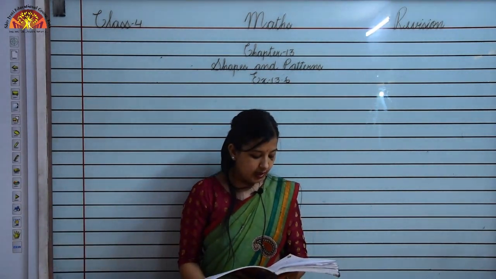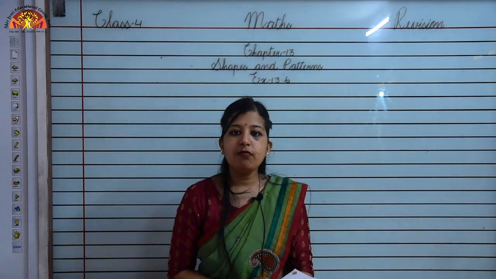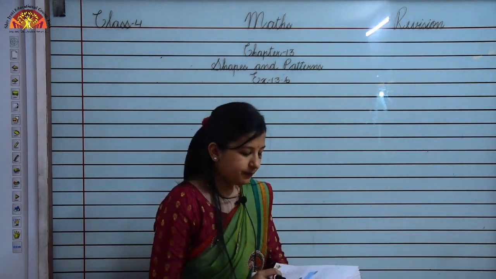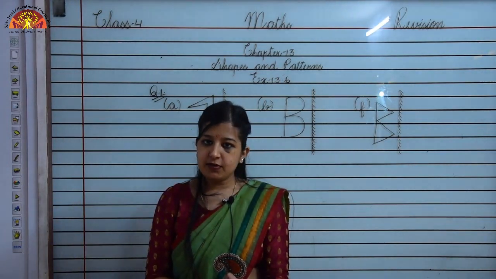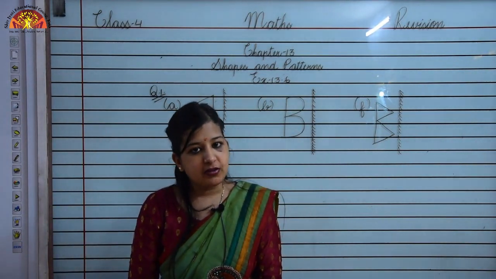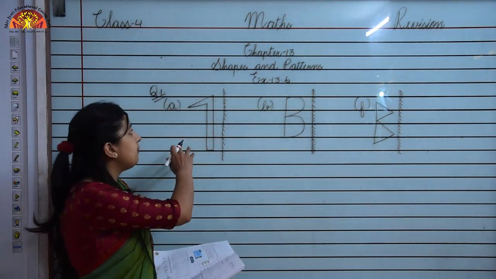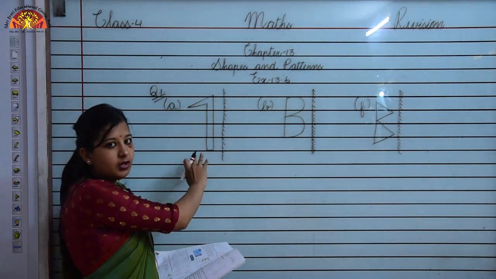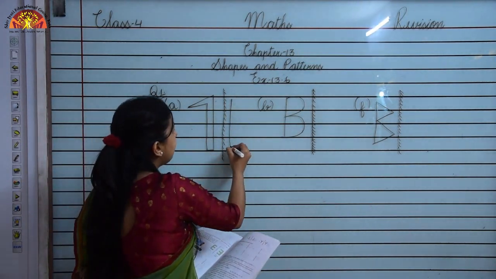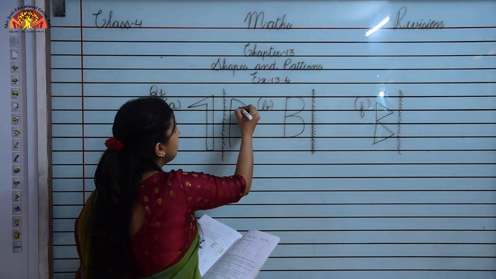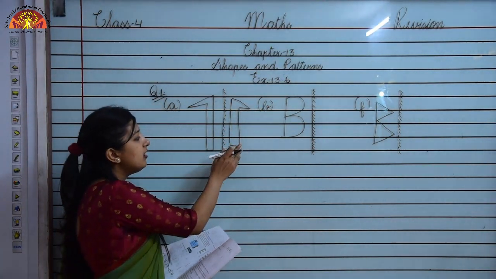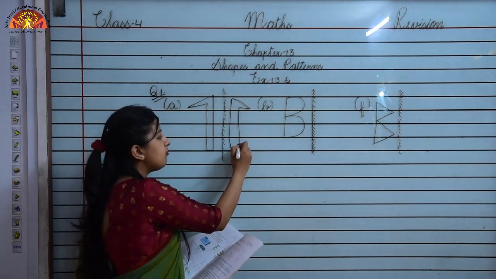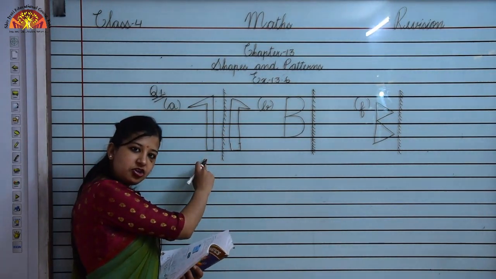Now students, we are going to do A part of question number 1. So question number 1 is, draw the reflections of the given shape. You have to draw the reflection of the given shape. So in A part we are having this shape. Now we have to draw the reflection of the shape. So we will draw like this. Fine. So this is the reflection or mirror image of the given shape.